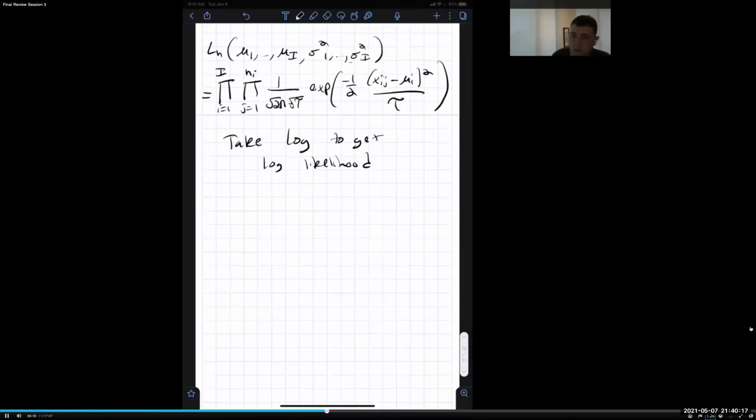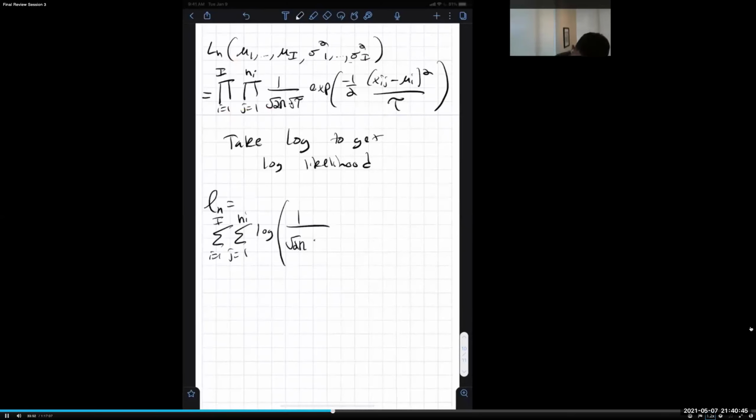And the way we can do that is immediately when we take a log, the log of the products becomes a sum, and it's going to become a double sum, and we can just distribute the log into here. So I'll try and do this slower than that, but essentially ln here is going to be the sum from i equals 1 to I, the sum of j equals 1 to ni of the log of this entire thing.